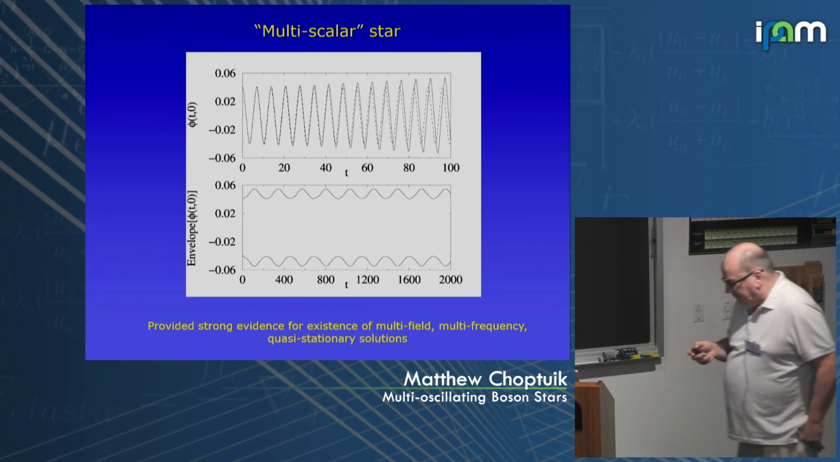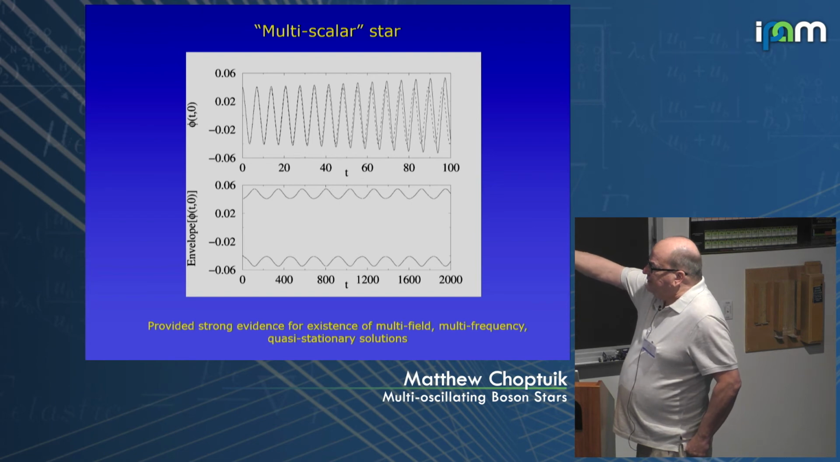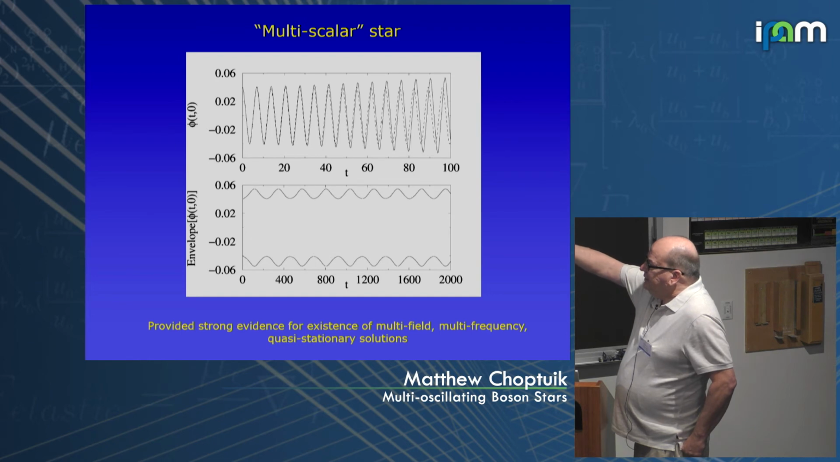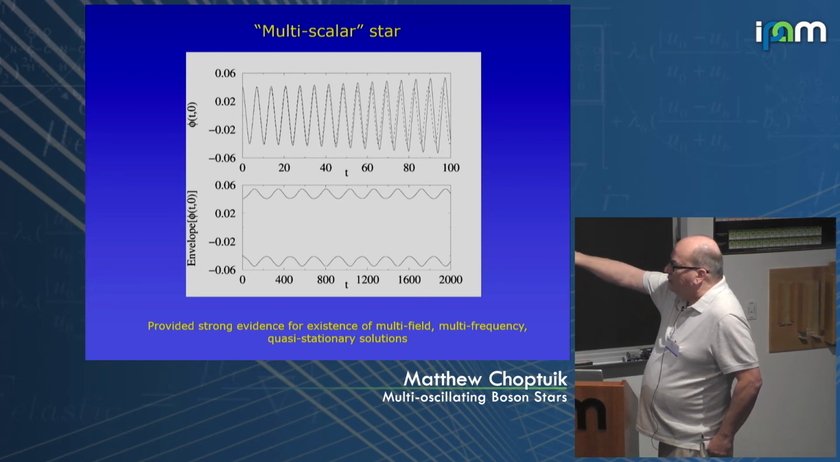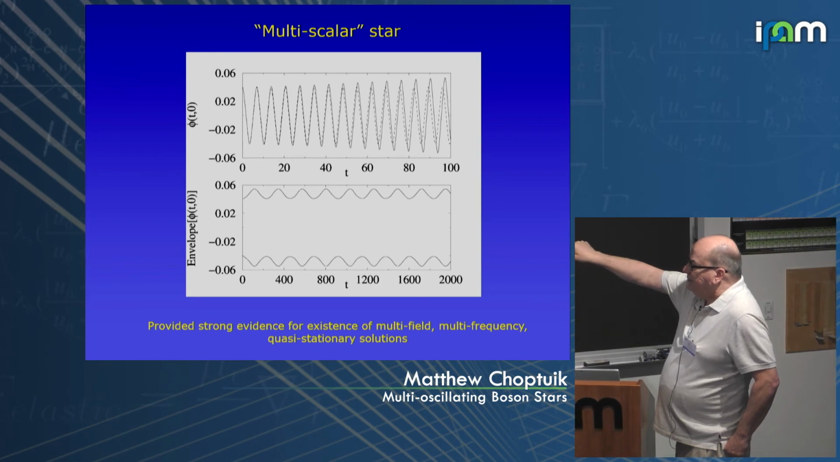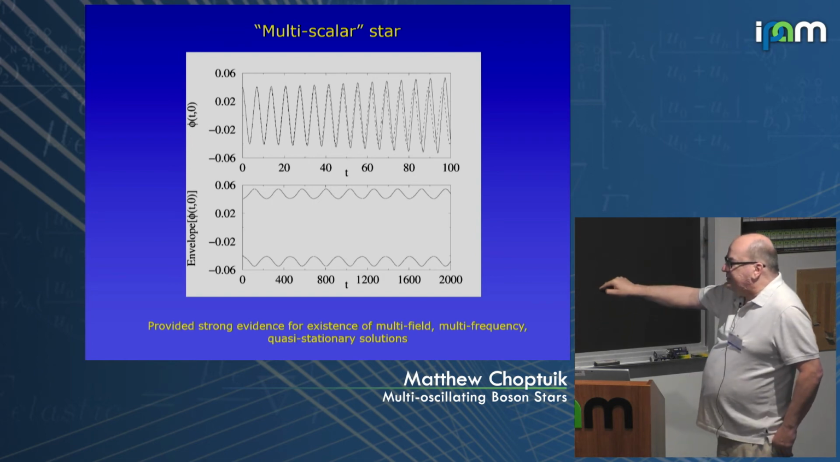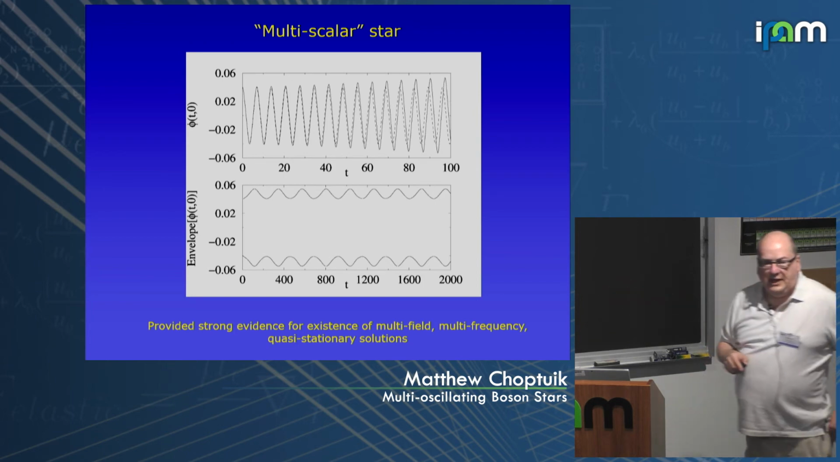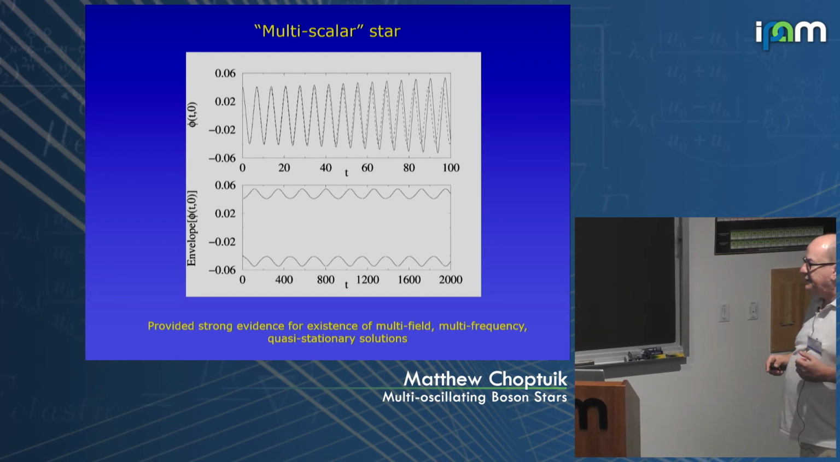Here's an example of their dynamics. On a relatively short time scale, the oscillation time scale is set by the mass, which is 1, so it's about 2 pi. We see an overall oscillation with a slowly increasing envelope. If you look on a much larger time scale, where what's plotted now is just the envelope, you see this additional frequency coming out. In addition to the fast frequency, you've got the slower frequency. This provided strong evidence for the existence of multi-field, multi-frequency, quasi-stationary solutions, but we hadn't made any connection with the possibility of these multi-oscillators at that time.